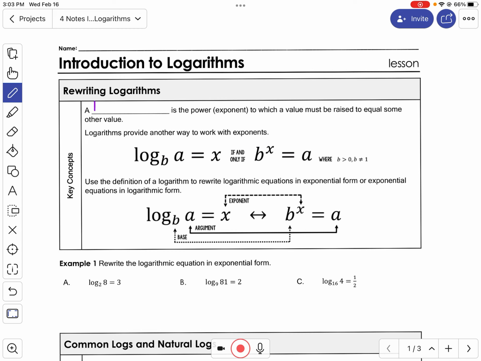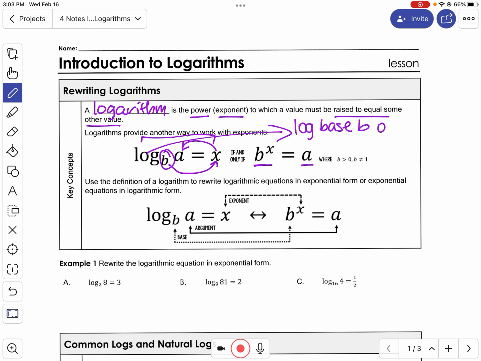So a logarithm is the power exponent to which a value must be raised to equal some other value. So for example, if we look at this here, this is the same thing as this: a base raised to this power equals this. So notice b to the x equals a. So this is called a logarithm. It has a log. So to read this, you might write it on your notes, you would say log base b of a equals x. So that's how you would read that.